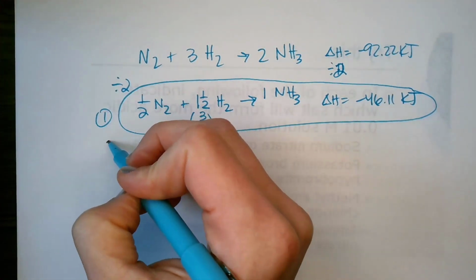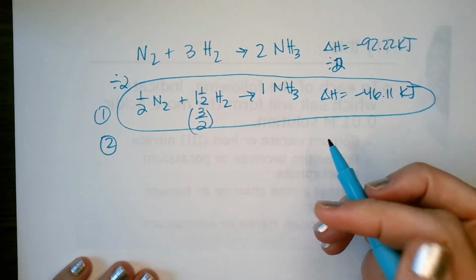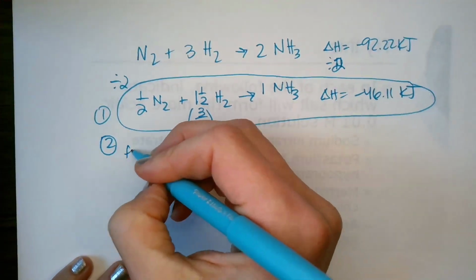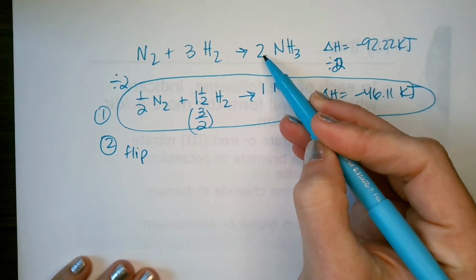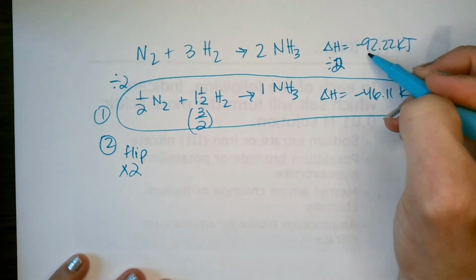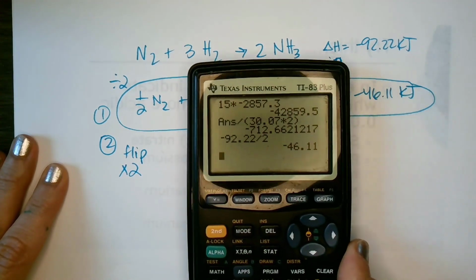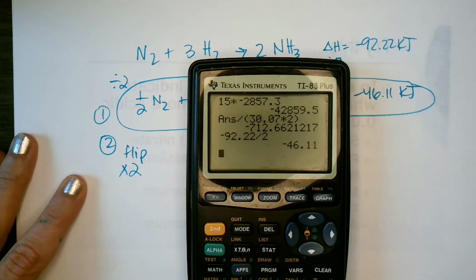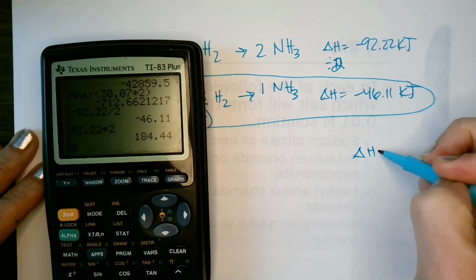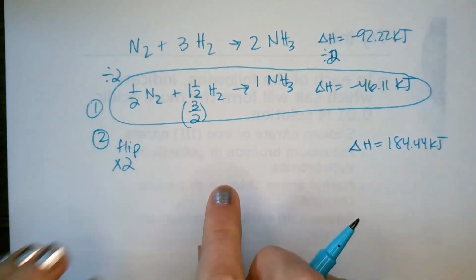Okay, that's for number 1. Number 2, I need to decompose 4 moles of NH3. So if I'm going to decompose, I have to flip this equation. So I need to flip. And in order to have 4 moles, I need to double. So I need to flip and times 2. Right? So that means I need to flip the sign of this and times it by 2. So I would go from a negative 92.22 to a positive 92.22 and times it by 2. So my delta H, before I even write it all, is 184.44 kilojoules.